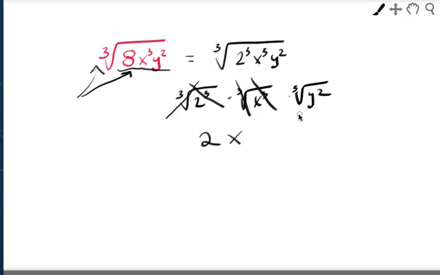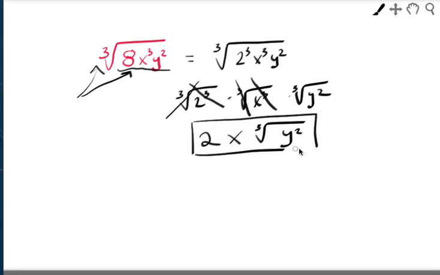Now over here there's nothing more to be done. There's no cubes or triplets in here, so all we can really do is copy this. And essentially that is our answer right there. That is the simplification of this problem.